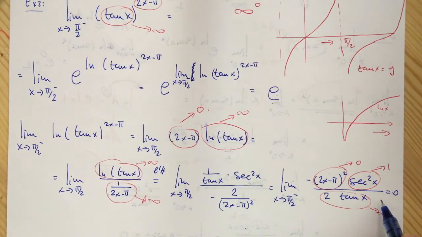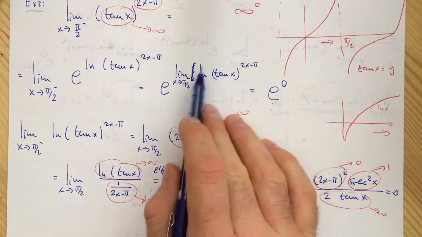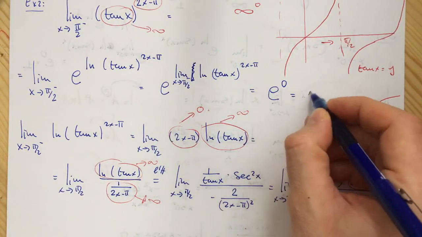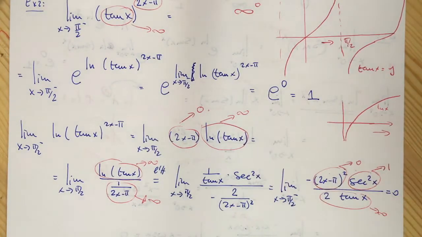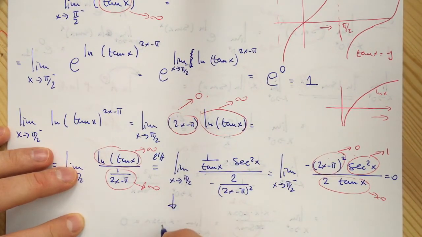Now once you have evaluated this limit, don't forget to plug it up here, because that's the limit that we were looking for. The limit was just the exponent of e, and now e to the power of 0, the final answer is 1. If you want, you can observe this, for example, from here.